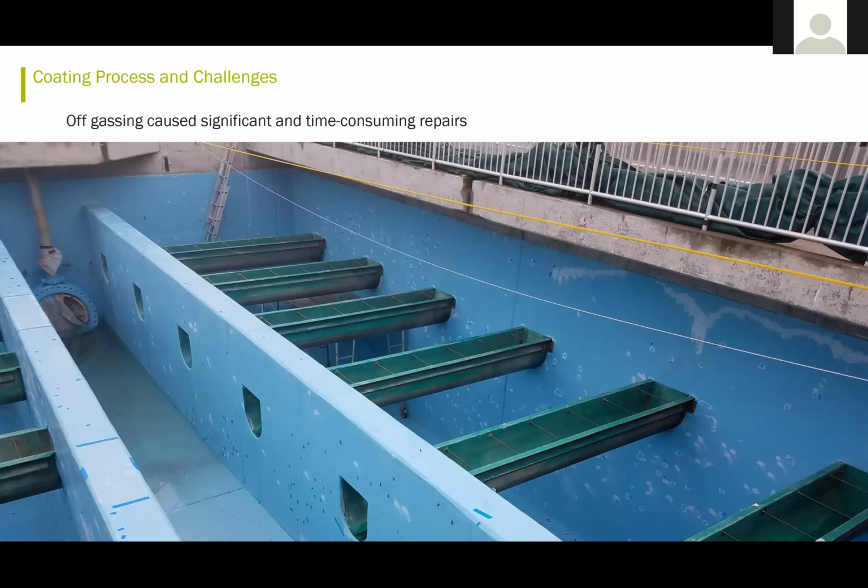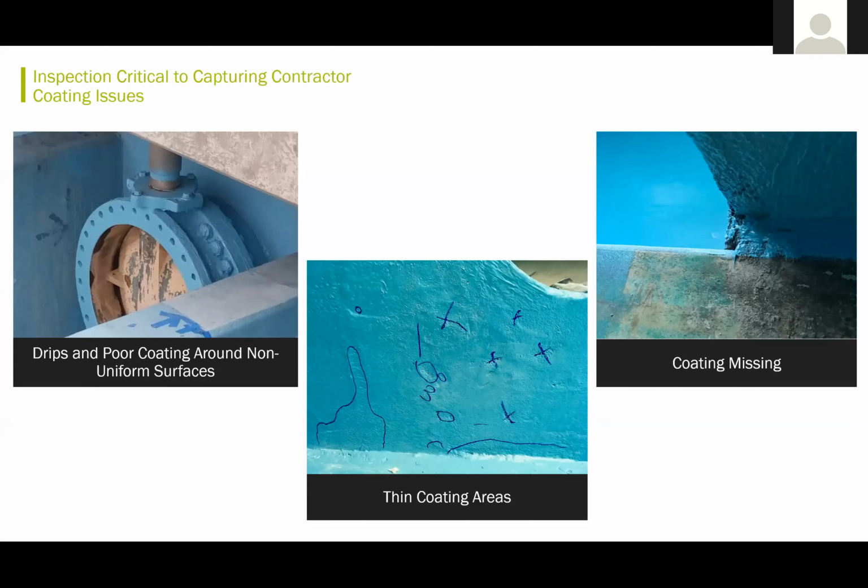And they had more of a problem with the first coating subcontractor. Just had a real devil of a time trying to minimize the holidays in the coating. And then they had some other issues that the inspectors found during the application of the coating. They had some drips and poor coating around non-uniform surfaces, such as butterfly valves. They had areas where the coating was applied too thin, and also a number of areas where the contractor just completely missed the coating areas.